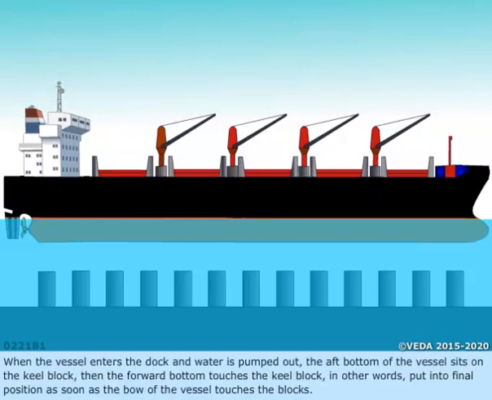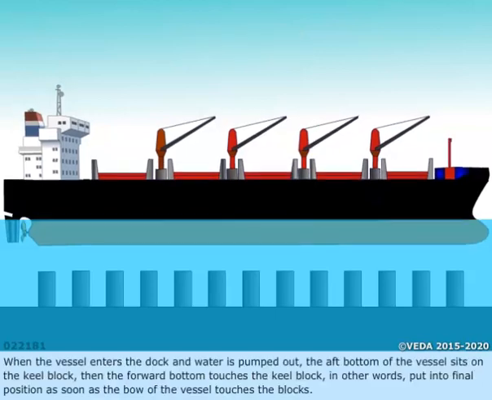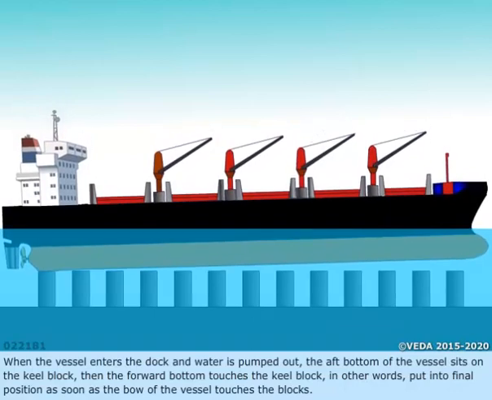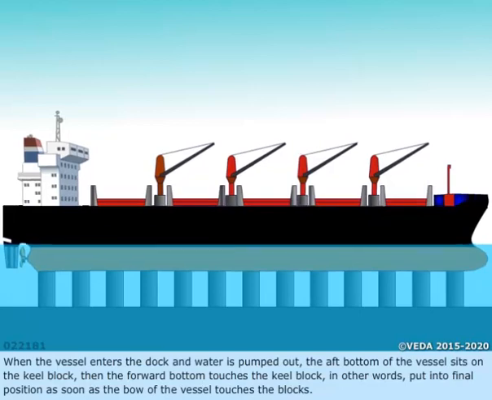When the vessel enters the dock and water is pumped out, the aft bottom of the vessel sits on the keel block. Then, the forward bottom touches the keel block. In other words, it is put into final position as soon as the bow of the vessel touches the blocks.